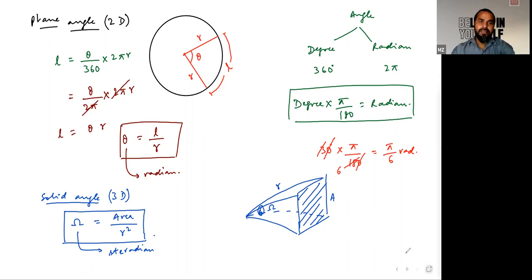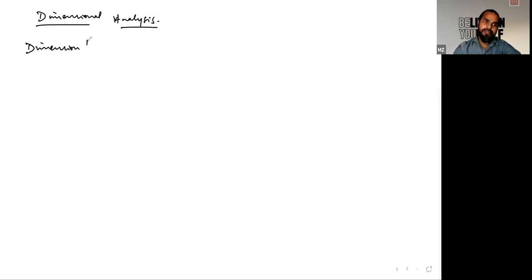So we have just defined all the dimensions, all the fundamental, base, and supplementary parts. The next important part in this chapter is to define dimensional analysis. For this particular dimensional analysis, we have to first define what you mean by dimension, dimensional formula, or dimensional equation.